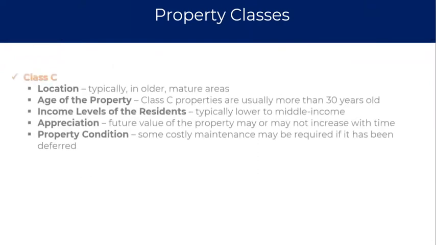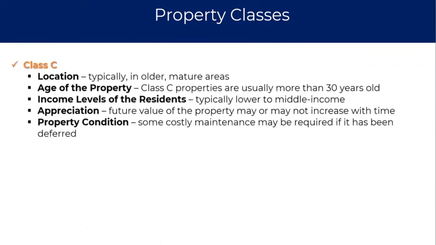Now, Class C properties, they are older. They are reasonably well kept, but will also require some repairs. While there's no official guidelines for what a Class C property is, most real estate investors identify Class C properties by some of the following characteristics. They're typically older, mature. Class C properties are usually more than 30 years old. Future value of the property may or may not increase with time, but I want to point something out.